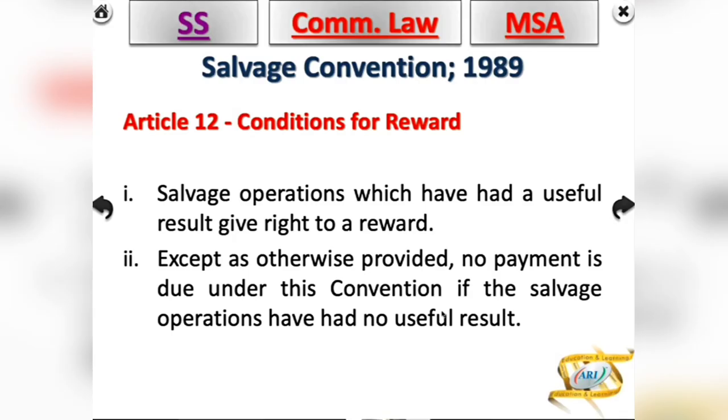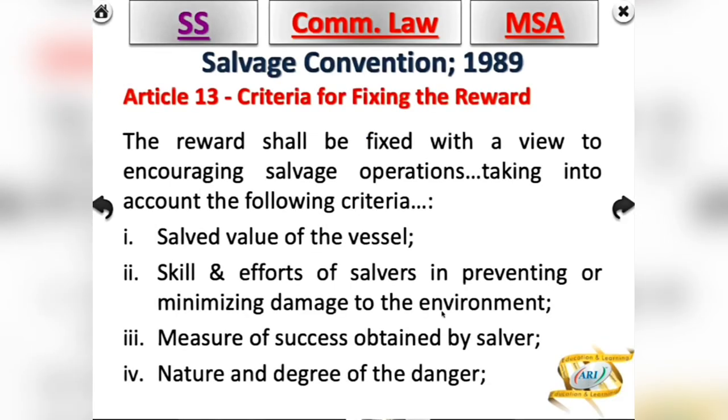That's the reward. The criteria, meaning the elements which are considered by the people who are deciding how much reward the salvage company should get. Have you understood Article 12? Yes, sir. Article 13, criteria for fixing the reward. This is very generalistic. You can work it out from your mind also. The sales value of the vessel, and number 2 will be the sales value of the cargo, if applicable.